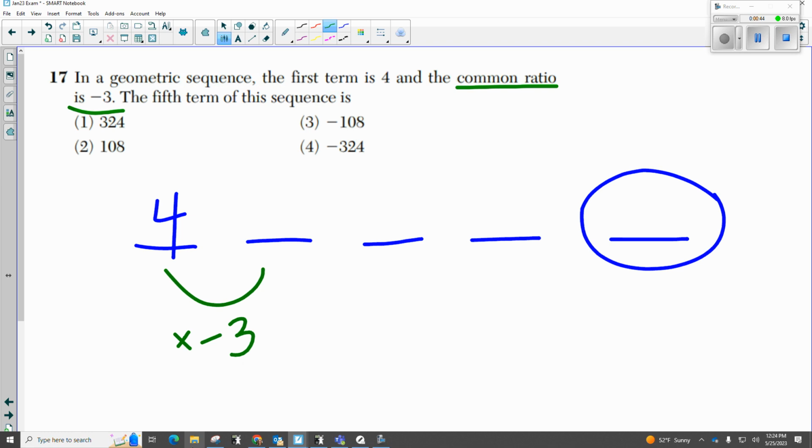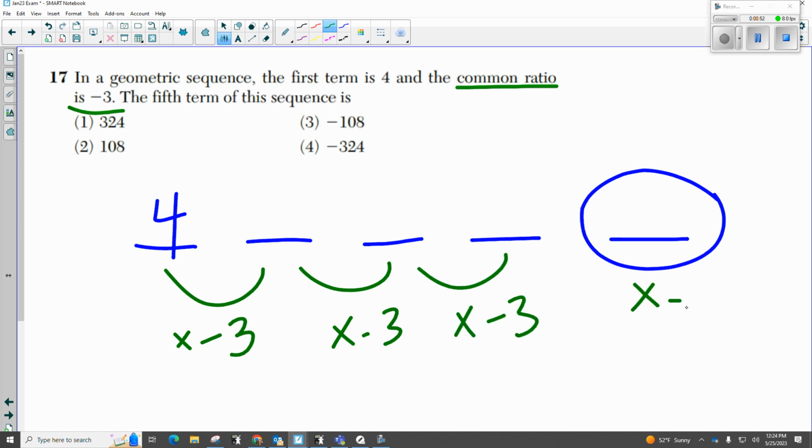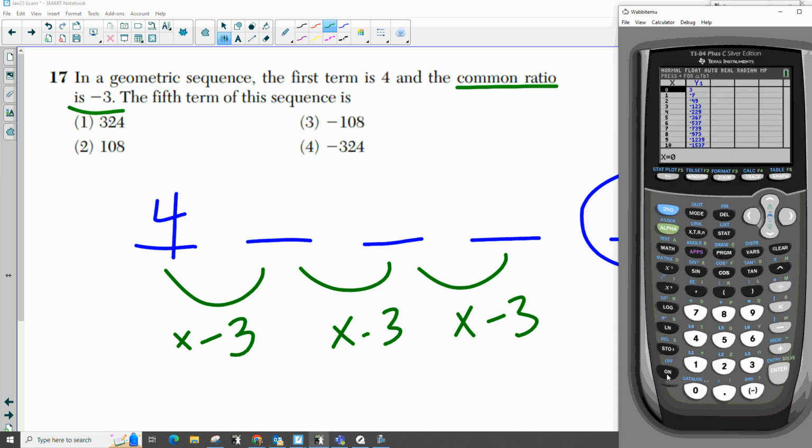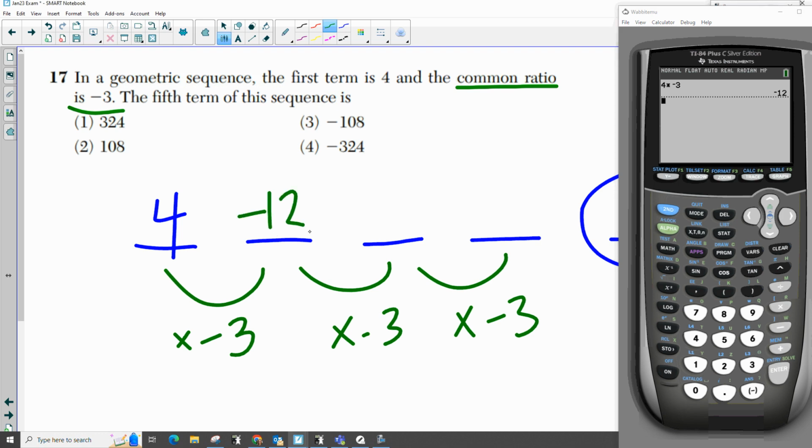And we're going to do that every time. I'm putting the times, there we go. So, in the calculator, let's use it. We start with 4 times -3. I get -12. So that is the second term of the sequence. Now I have to multiply it by -3 again. You just keep continuing the pattern.